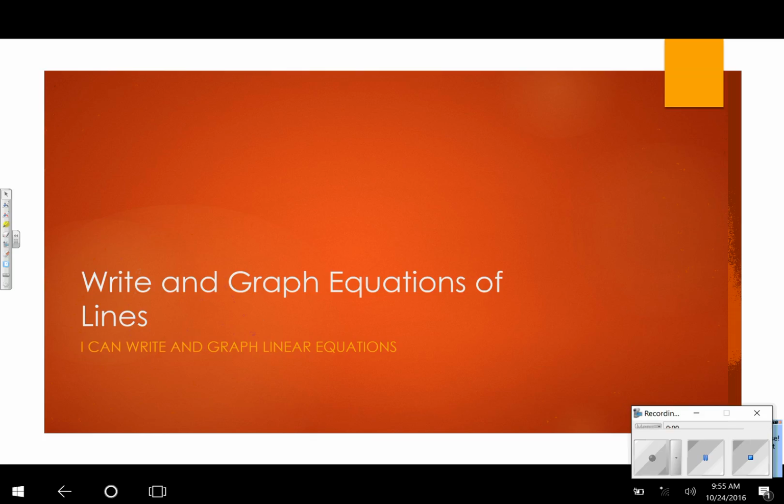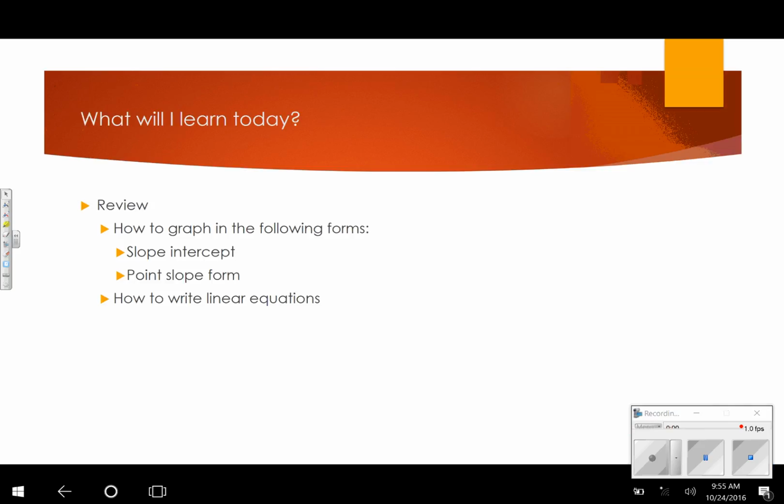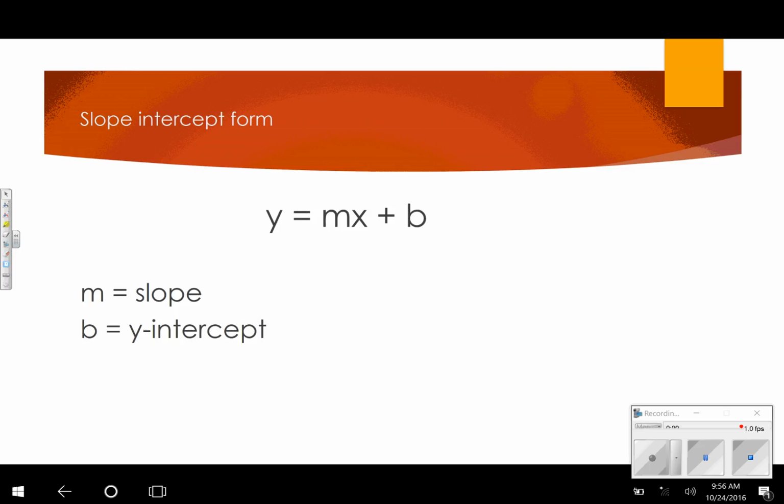Going to review writing and graphing equations of lines. It's a review. We did this, spent a lot of time in algebra last year. So we're going to review how to graph when they're in slope-intercept form, when they're in point-slope form, and then we're going to learn how to write the equations.